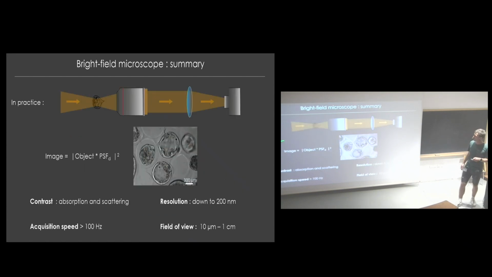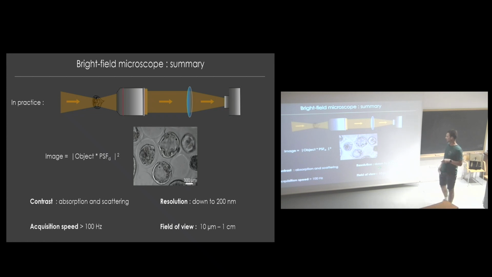So in a bright field microscope, the image actually is, you have your PSF, you have your object, you convolve them, but you are measuring an intensity, so you take everything squared. Now you have your image. The contrast of your image is simply absorption and scattering. So if you have nothing, you have some bright signal. If you have some matter that absorbs or scatters light, you have some gray or dark areas. So this is the main contrast mechanism in bright field.